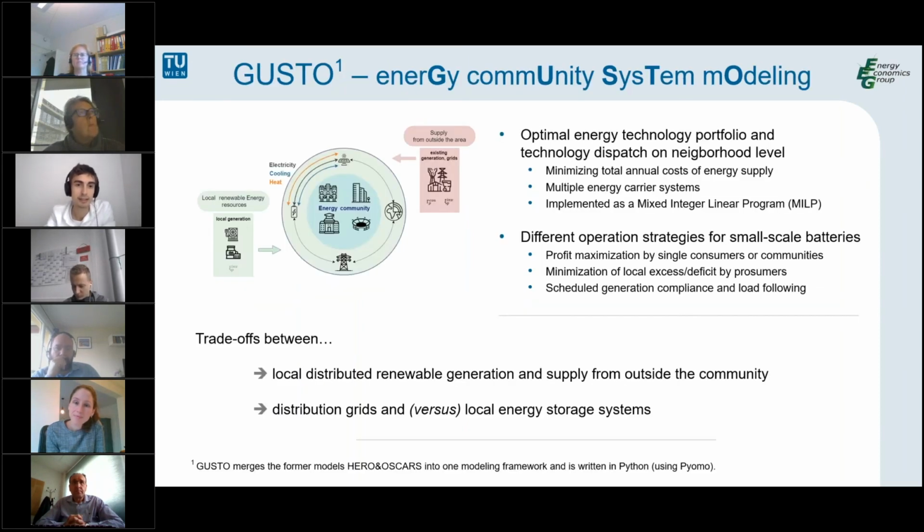The second model is Gusto, an open source tool for the optimal energy technology portfolio and technology dispatch on neighborhood level, which minimizes the total annual costs of energy supply in multiple energy carrier systems. Furthermore, different operation strategies are also possible for small scale batteries, for example, inside of the neighborhood or inside of the buildings, which means, for instance, profit maximization, but also the minimization of local excess or deficit by the prosumers. The model can be used to get insights into the trade-offs between local distributed renewable generation and supply from outside the community, and also find synergies or competition between the distribution grids and local energy storage systems.